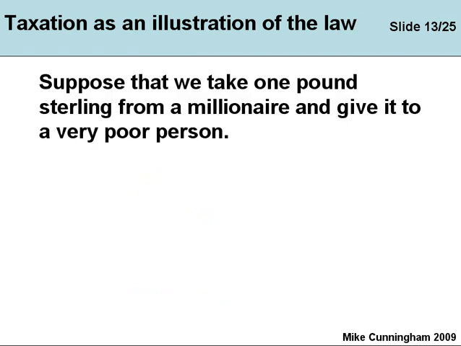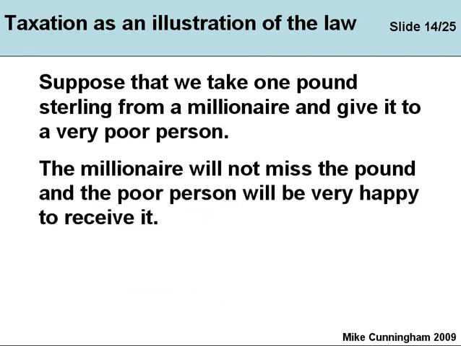Suppose that we take a pound sterling from a millionaire and give it to a very poor person. So we're taking £1 from a very rich person and giving it to a very poor person. The millionaire won't miss the pound so much, but the poor person will be very happy to receive it. So the rich person loses something quite small to him or to her, loses £1, and the poor person gains £1.